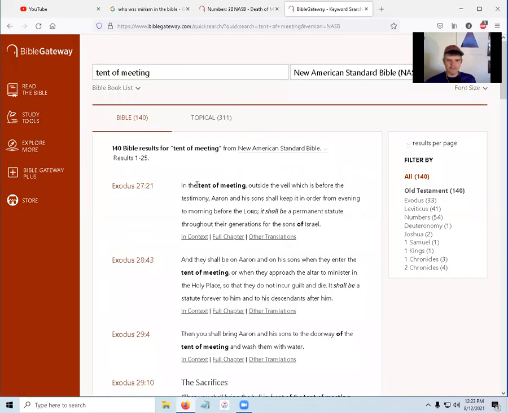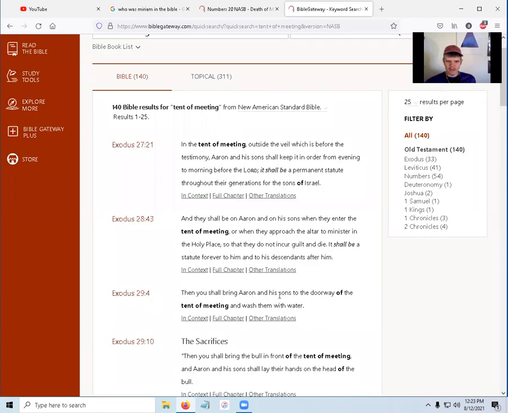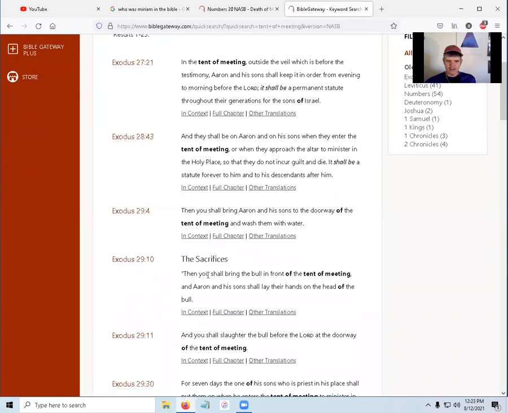In the tent of meeting, outside the veil, which is before the testimony, Aaron and his sons shall keep it in order from evening to morning before the Lord. It shall be on Aaron and his sons when they enter the tent of meeting, or when they approach the altar, the holy place, so they don't incur guilt. They shall bring Aaron and his sons to the door of the tent of meeting and wash them with water. You shall bring the bull in front of the tent of meeting.